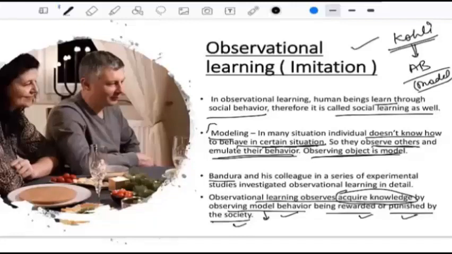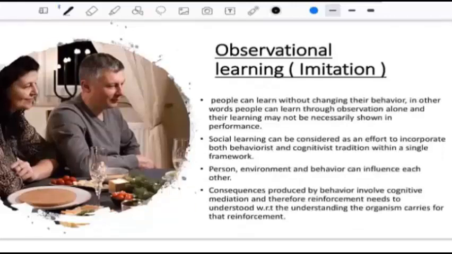Bandura and his colleagues, in a series of experimental studies, investigated observational learning in greater detail. We talked about what we have seen in learning in operant and classical conditioning: a set of instructions and a set of consequences that we do or that we observe. But people can learn without changing their behavior. In other words, people can learn through observation alone, and their learning may not necessarily be shown in their performance.